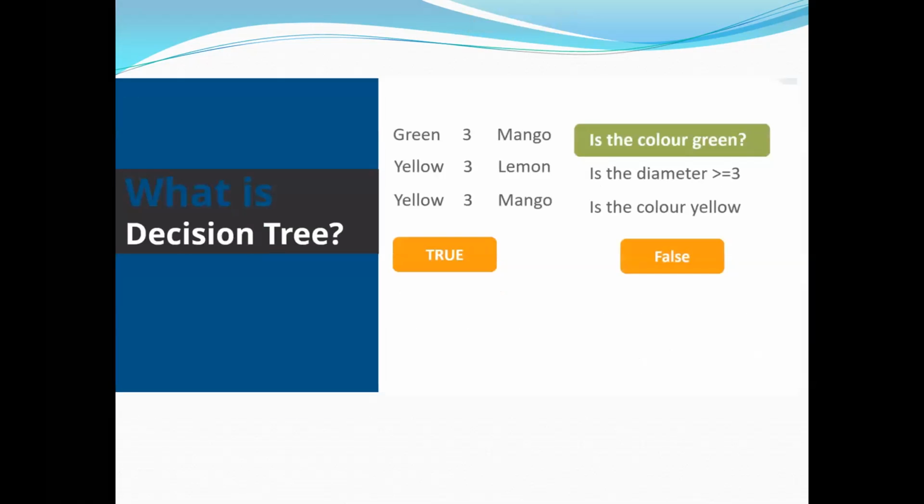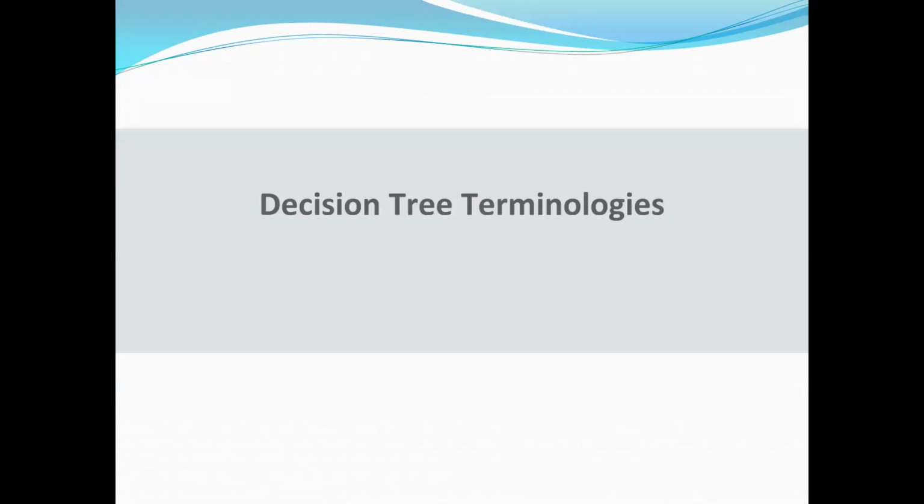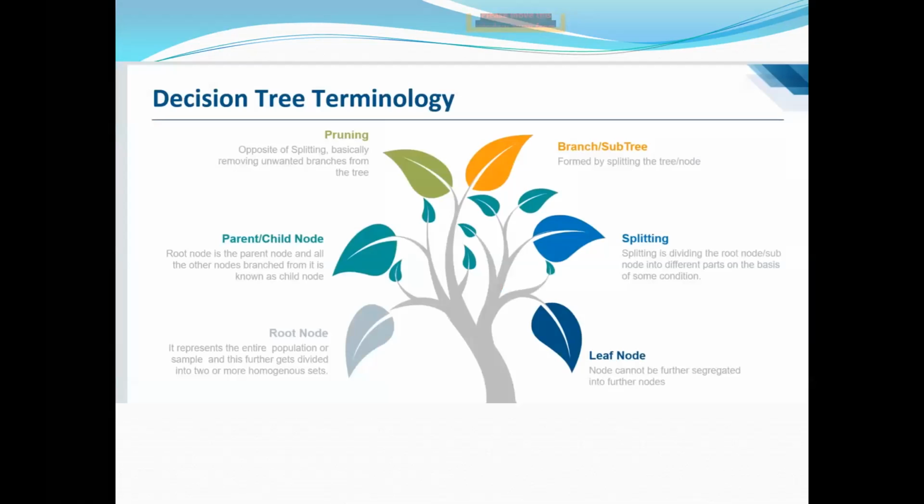I hope you understand the general working of a decision tree from this example. Right now, we are going to investigate the terminologies of the decision tree. What are all the terminologies? This is what is presented in your decision tree. Before building the decision tree, we have to understand the terminologies that are presented and the exact role of each of them.